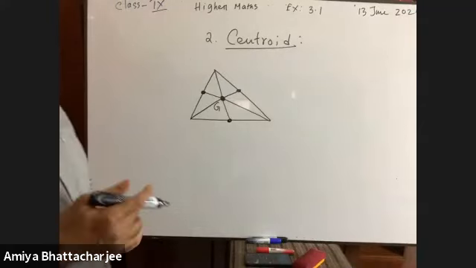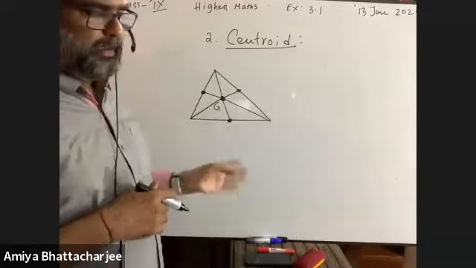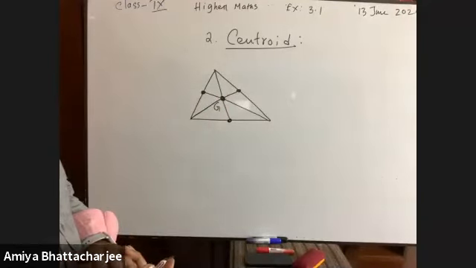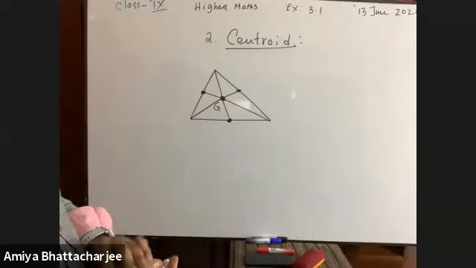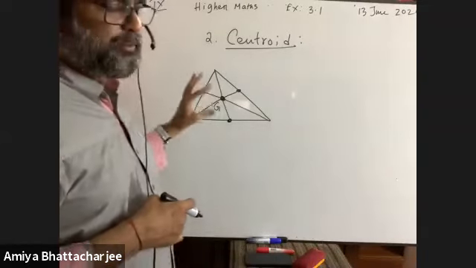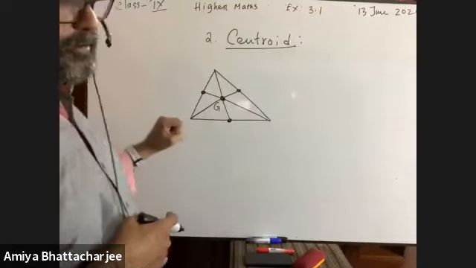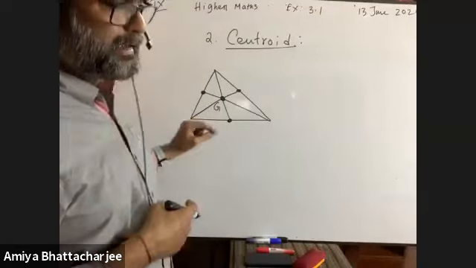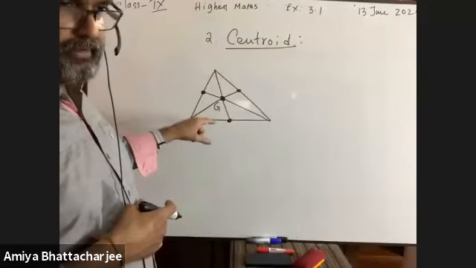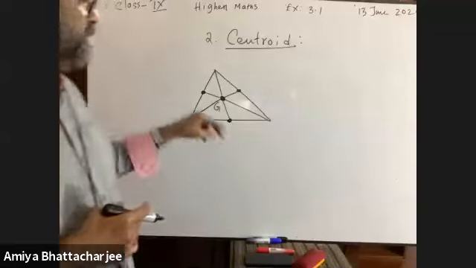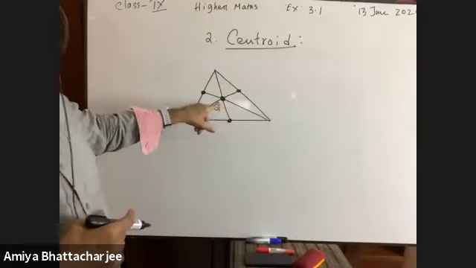In a triangle, if three medians are drawn, they meet at a point, and that point is known as the centroid. The centroid is a point where the three medians of a triangle meet or intersect. Number two, they are concurrent because they pass through the same point.